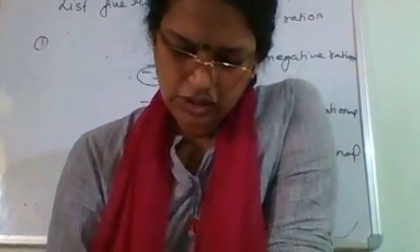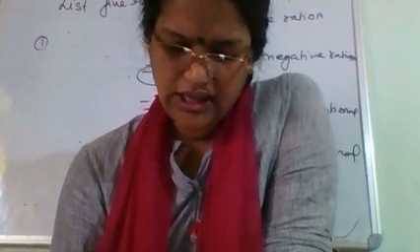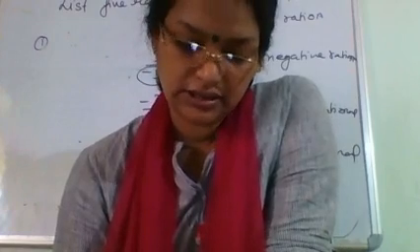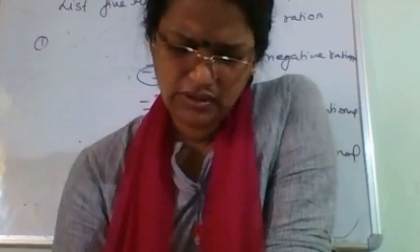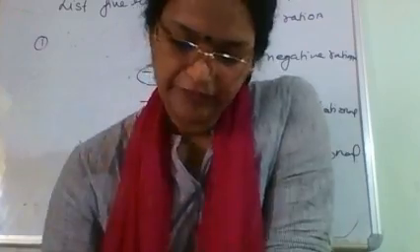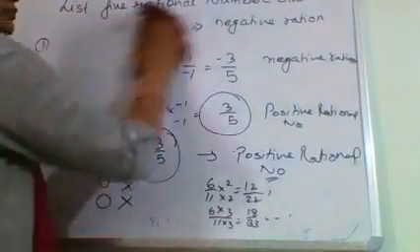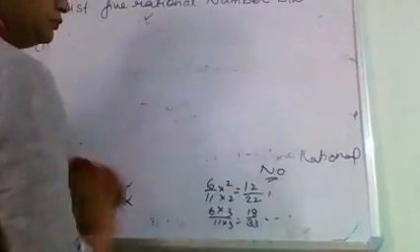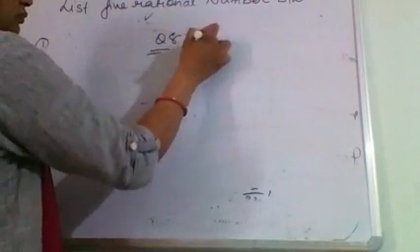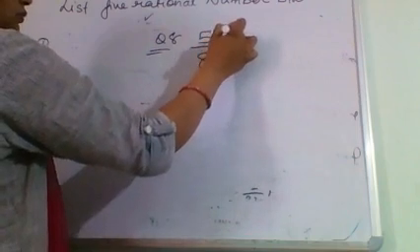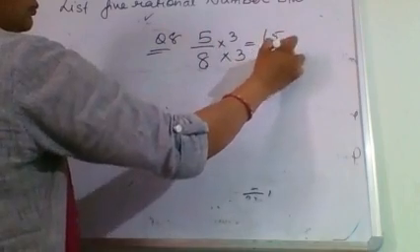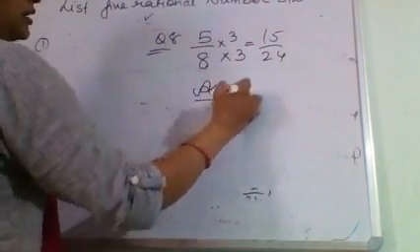Question number 8 also you can do. Question 9: express 5 by 8 as a rational number with numerator 15. So 5 by 8 as a rational number with numerator 15.